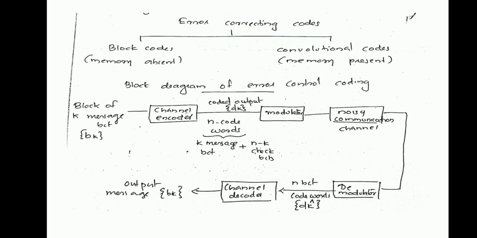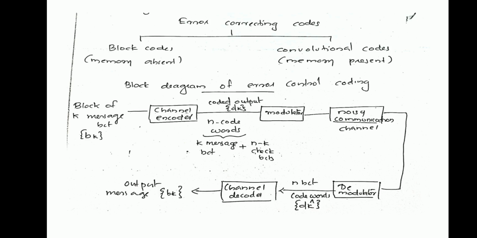This channel encoder will convert that message into a coded output by adding some extra bits to that message bit. So already our message has k bits and this channel encoder will add some bits. So the output of this channel encoder is an n-bit code word. That means this n-bit code word consists of k message bits plus n minus k check bits or redundancy bits. It's also called check bits.